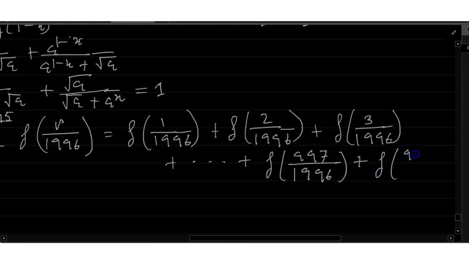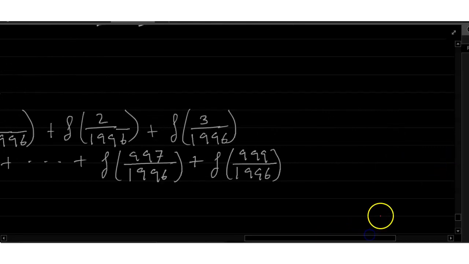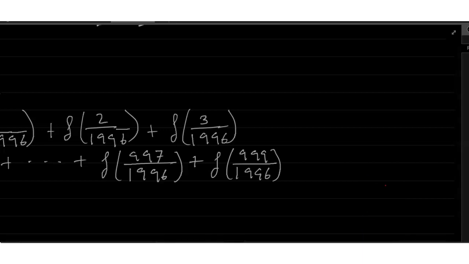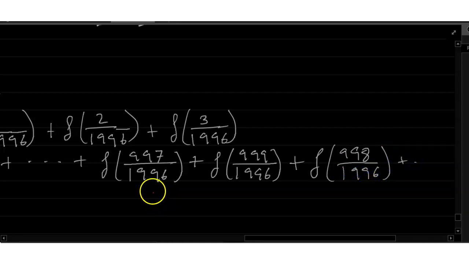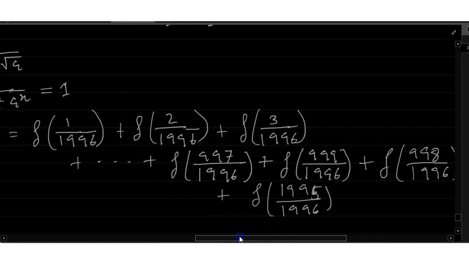plus f(998 by 1996). Of the 1995 numbers, we can write the last number as f(1995 divided by 1996). This is my last member.